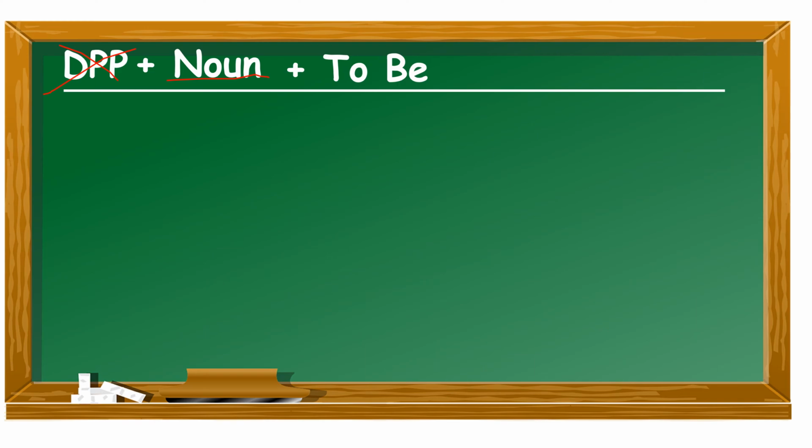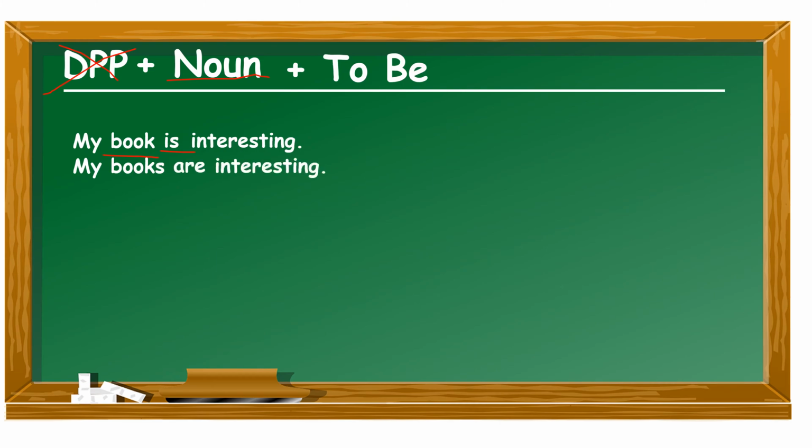Let's look at a few examples to clarify this further. For instance, my book is interesting. As you can see here, to be is in the singular form, and the reason is because the noun is in the singular form. But if you say my books, then you have to say are interesting, and the reason is because here the noun is in the plural form.